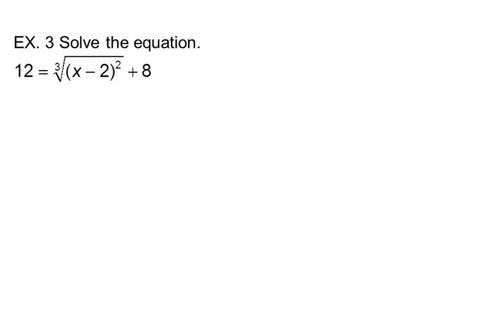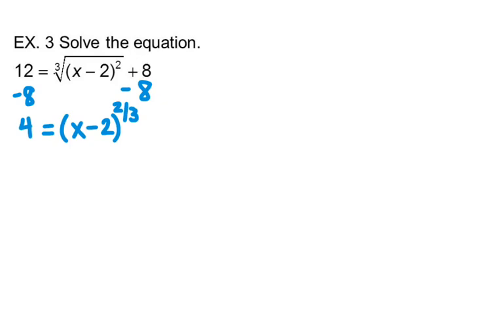Okay, so now we're going to look at how to solve a radical equation. So I have in example 3, 12 equals the cubed root of (x minus 2) squared plus 8. So when you're solving radical equations or power equations, the goal is to get x by itself, so you have to undo those radicals or undo those powers. So first thing I want to do is get rid of the 8 that's being added at the end. So I'm going to subtract 8 on both sides. So 12 minus 8 is going to be 4 equals, and I went ahead and wrote this as (x minus 2) to the 2/3 power.